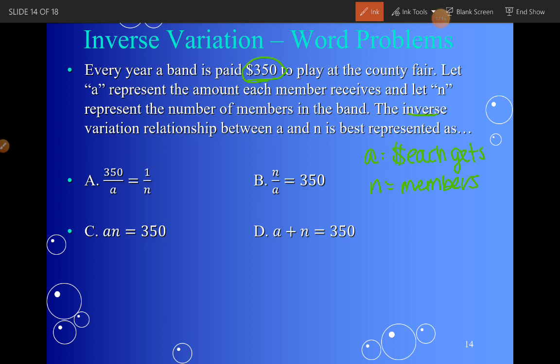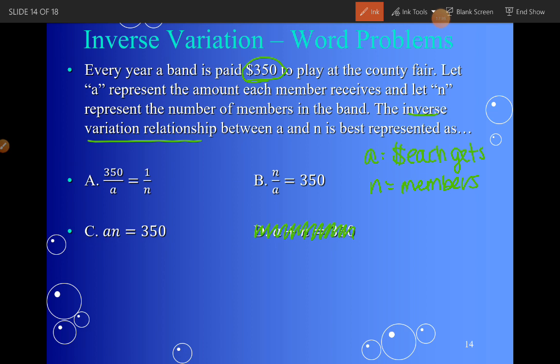Okay, it's an inverse variation relationship between A and N. So let's talk about this a little bit. Let's look at our answer choices. First of all, we should automatically eliminate D. Now, why are we going to eliminate D? Because D has addition in it, and we haven't done addition. This is simply multiplication and division. Okay, so let's talk about, not even looking at the rest of these answer choices, what happens.